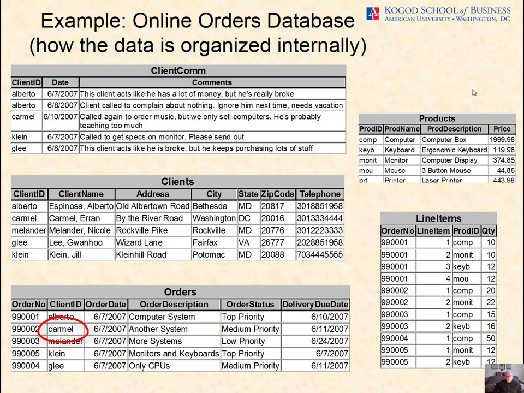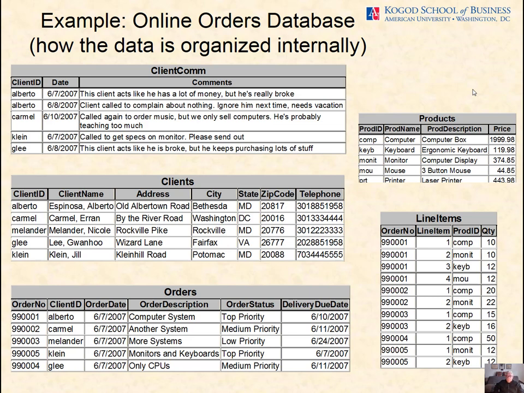Well, before we can allow Carmel to place an order, we need to go to the clients table and look up Carmel to see if Carmel is a valid client. That's what we call referential integrity, which means that the data in one table has to be consistent with the data in another table. In this case, the client ID in the orders table has to exist in the clients table. Otherwise, we would not have a client name, a client address, a client city. We would not have any data on clients.